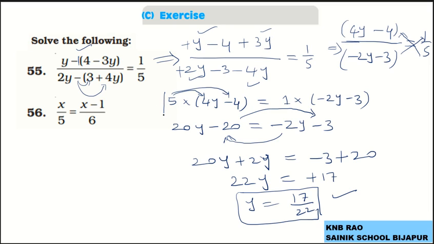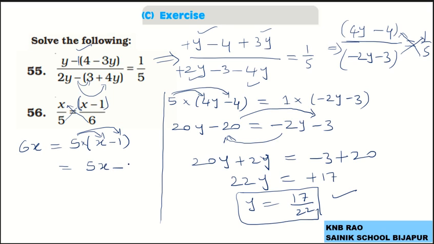Now, this 56th question is a very simple question. First put this binomial x minus 1 within brackets. So 6 goes that side: 6x equals 5 multiplies this side, coming to the right hand side. Since it is a binomial, 5 into x minus 1 is to be done as a distributive property. So 5 into x, and 5 into minus 1: 5x minus 5. So 6x equals 5x minus 5, and this variable term I am taking to the left hand side.